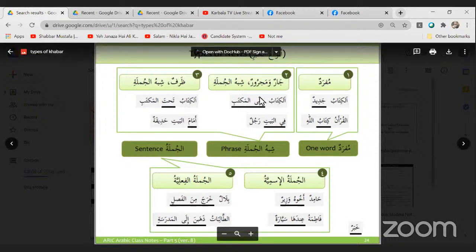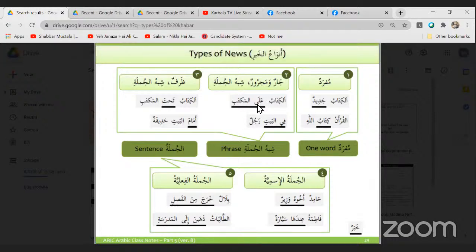Now this is all over here. Ala is a preposition, so the normal ruling is that the first noun, the subject, comes with alif lam, and the predicate can come as a preposition, ala maktabi. So that's the second type.